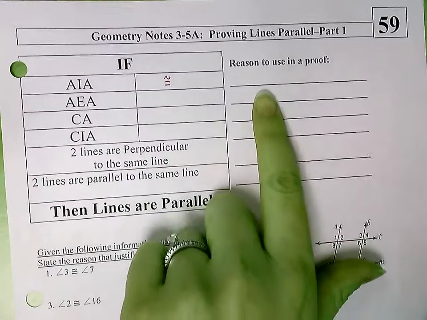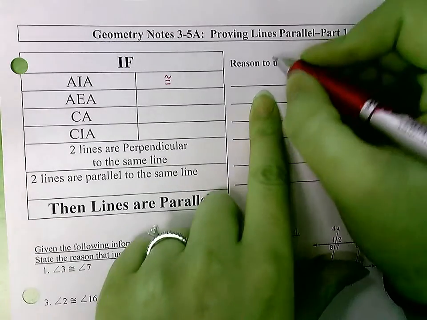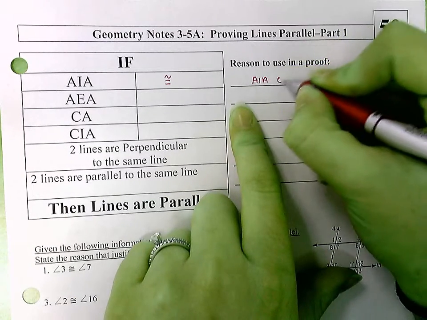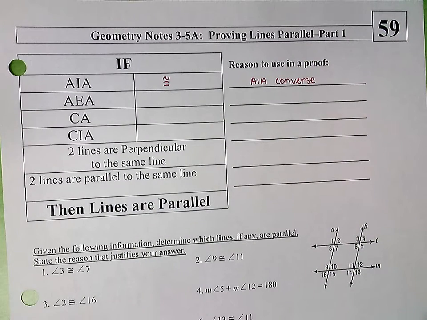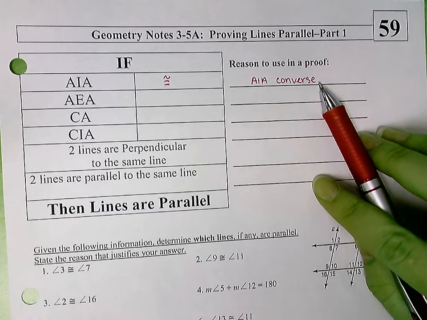Okay, how we use that in our proof is AIA converse. Now converse means backward. So if you remember when we were first going over parallel lines with these angle pairs and saying they were congruent, we were given parallel lines, and then we could say our alternate interior angles are congruent. So that's where we wrote if parallel, then AIA congruent. Now here we're doing just the opposite. That's why we're writing out converse. Okay?